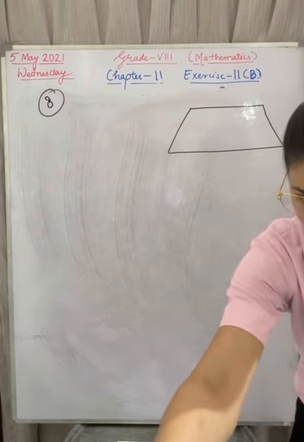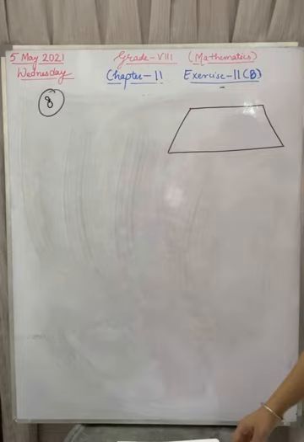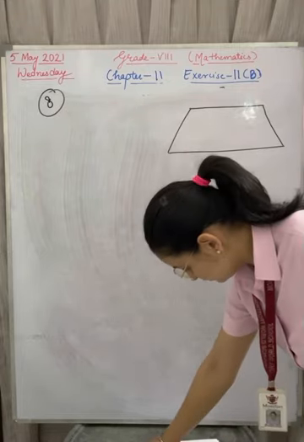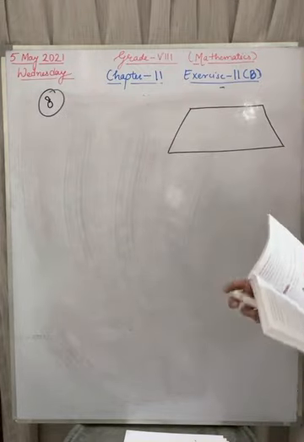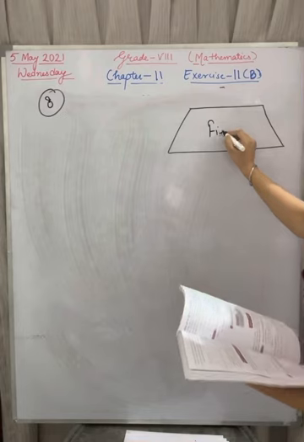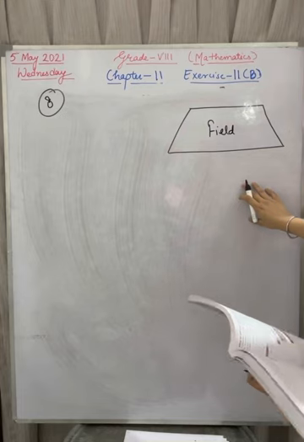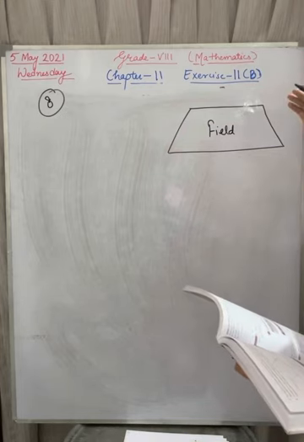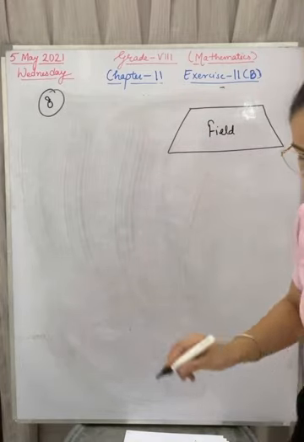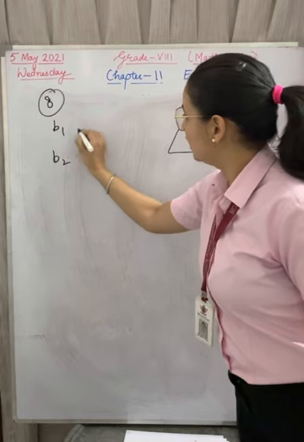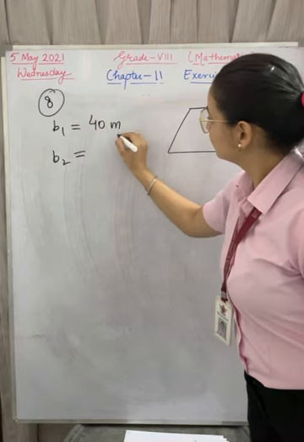Nirav, please unmute yourself quickly. Morning, ma'am. Nirav, in question 8, a field is given. In which shape is the field given? Trapezium. Okay, they are saying its parallel sides are 40 meter and 83 meter. What does this mean? B1 and B2 are given. B1 is 40 meter and B2 is 83 meter.